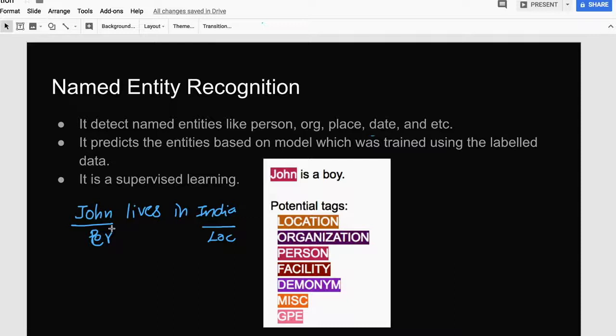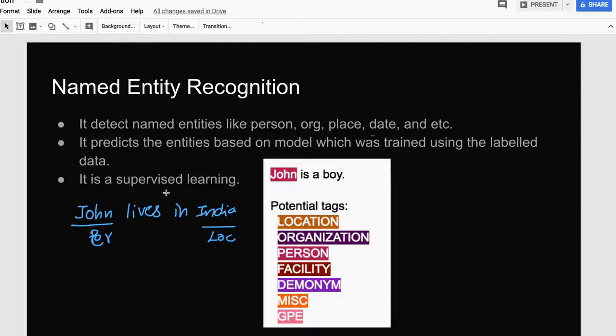You could have a question: why should we detect the named entities for natural language processing? For natural language processing, the first step would be tokenization. You need to tokenize the sentence into more granular tokens, and then you need to determine the entity type for those tokens. For example, John, which is a person, and India, which is a location, and only then can we understand the actual context of this sentence. That's the reason why named entity recognition is an important part of natural language processing.